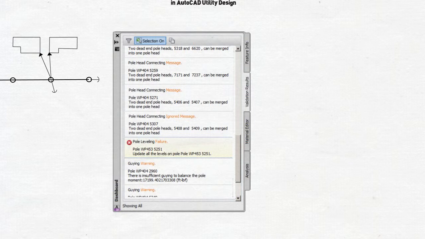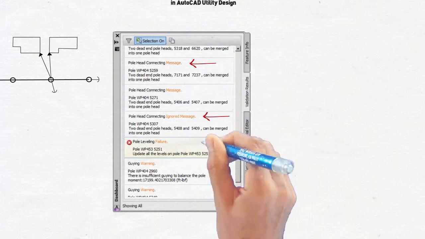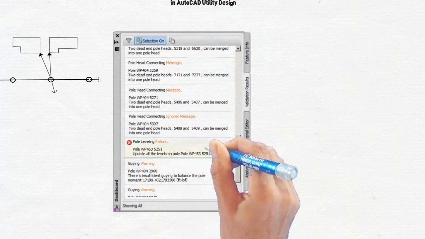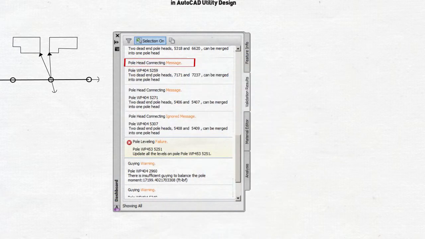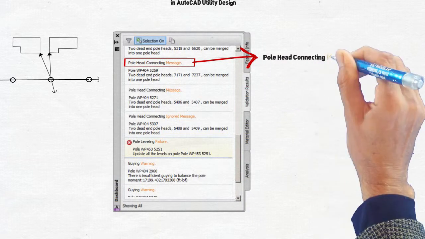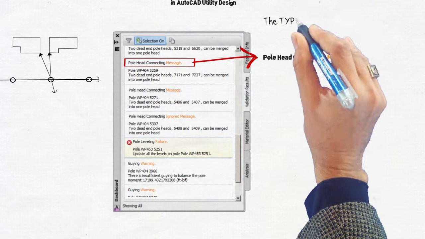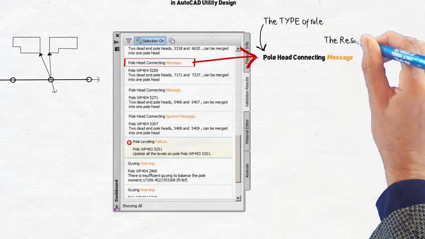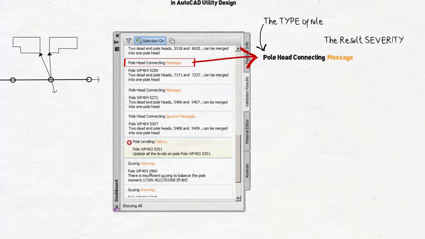You can immediately see that there are several types of information. For example, here's a message, here's an ignored message, here's a failure, and here's a warning. What does all this mean? What's the difference? Okay, let me start by drilling down on this single line here. Pole head connecting message. Each of these header lines has two parts. On the left is the type of rule. This will help you identify the particular issue being validated. The second half, which appears here in orange, indicates the validation results severity.